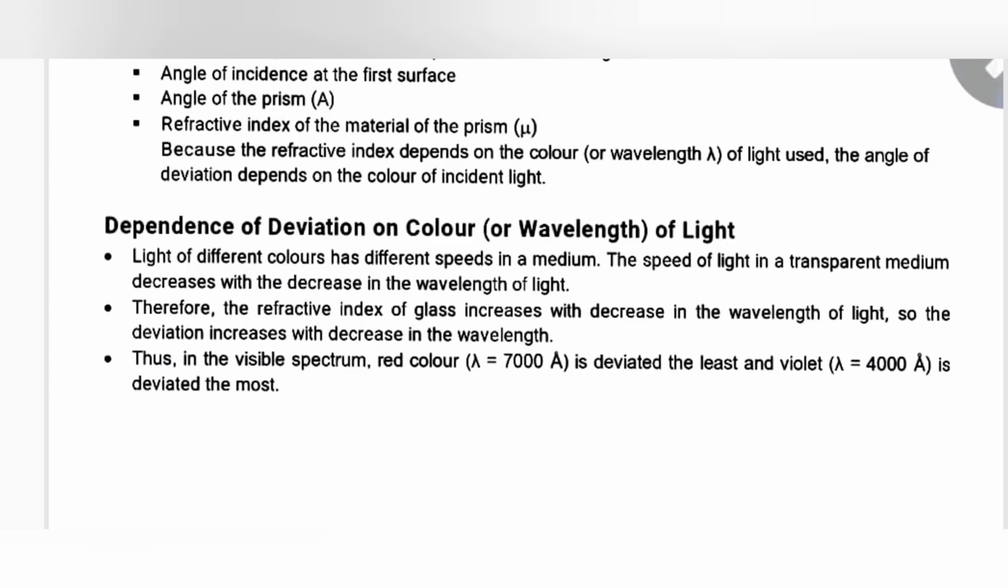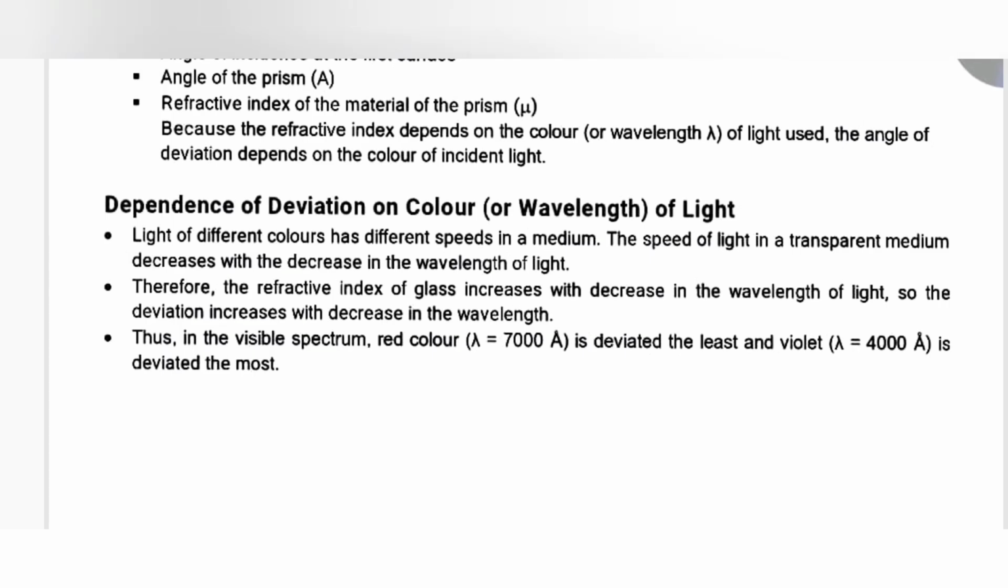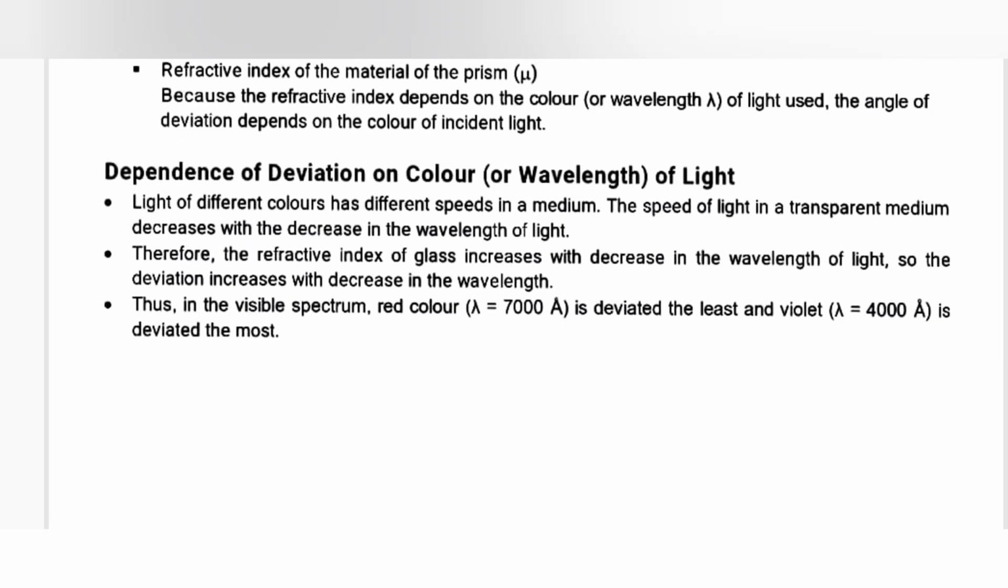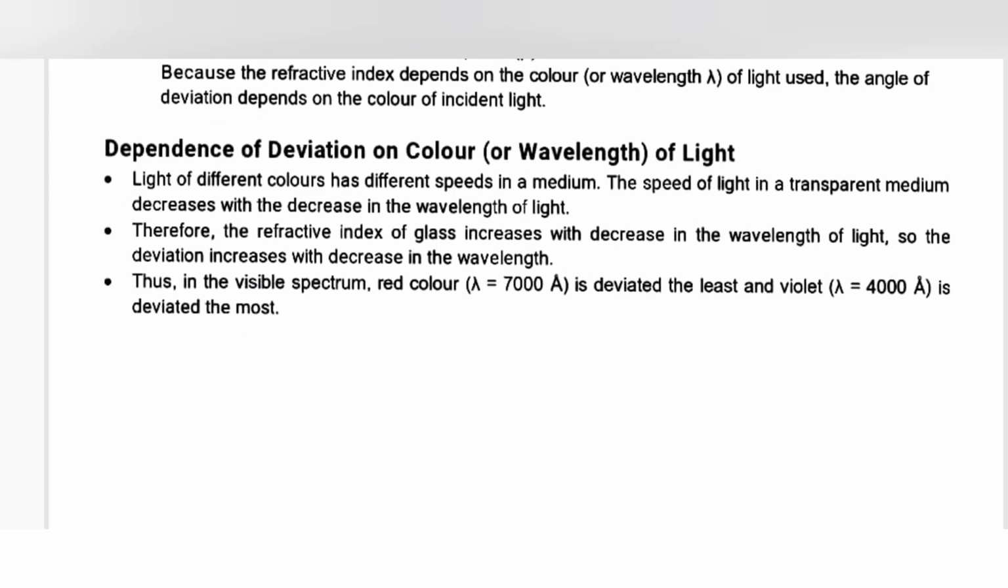So basically when the refractive index increases, the wavelength of light decreases, and due to that deviation increases. That's the concept between wavelength and the refractive index. Thus the red color has the least deviation, with lambda equal to 7000 Angstrom, whereas violet has the most deviation, with lambda 4000 Angstrom.